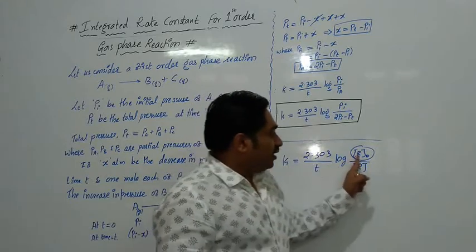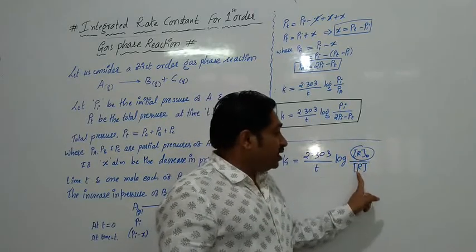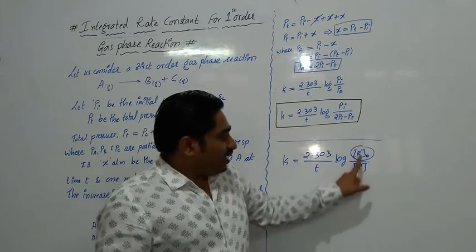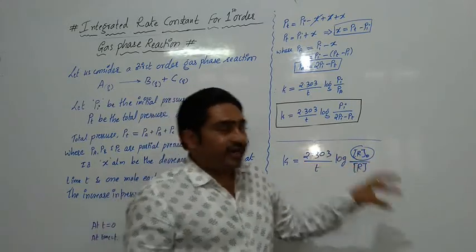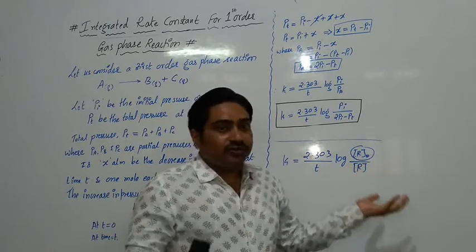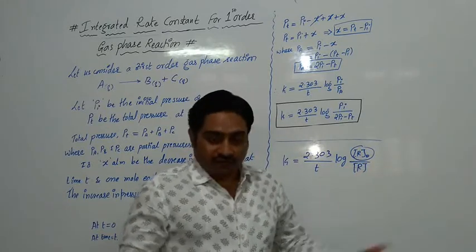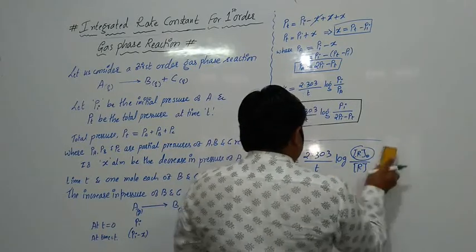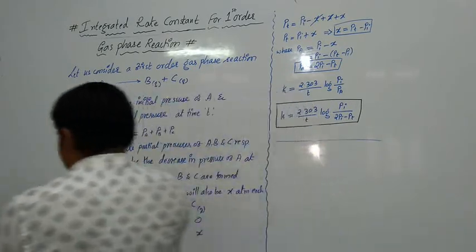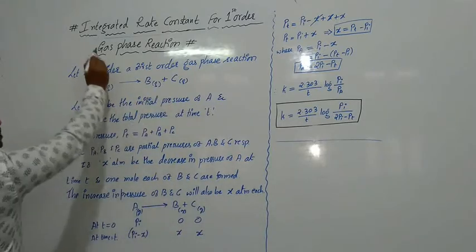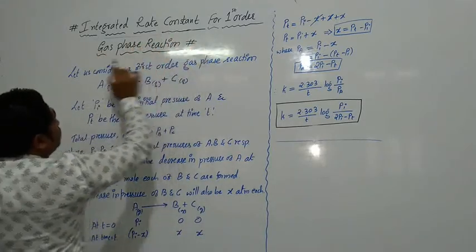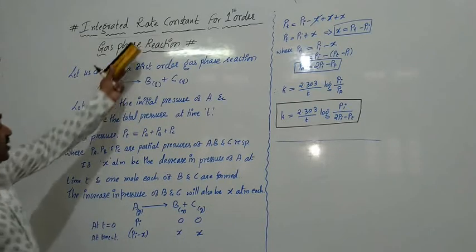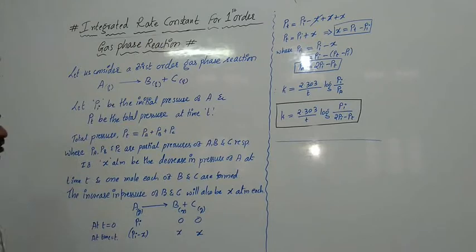So first we have to calculate the initial pressure of the reactant and the pressure of the reactant at given time T. If I determine those two values, I can give the equation in gaseous phase very easily. So let us first identify these values in gaseous phase. Here we have the integrated rate equation for a first order gas phase reaction. You can call it the rate constant equation or rate equation, because it is the same.